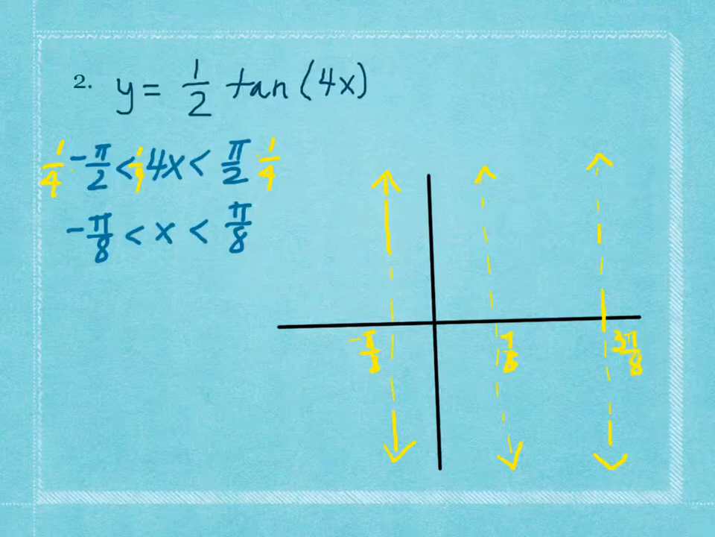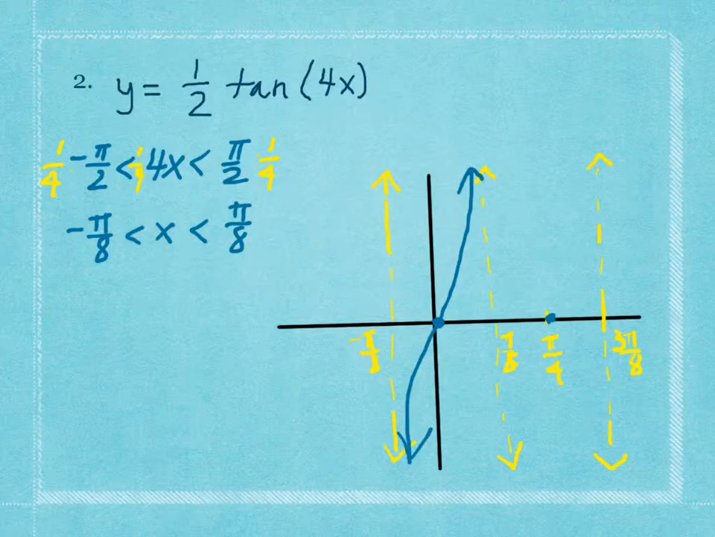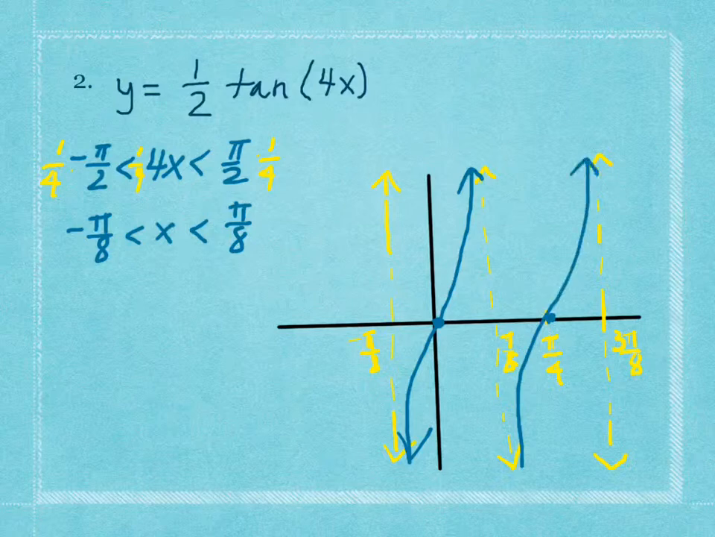Now, the first location for the halfway point's easy. Halfway between pi eighths and negative pi eighths is 0. Halfway between pi eighths and 3 pi eighths would be 2 pi eighths, and 2 pi eighths is the same thing as pi over 4. So that's my other x-intercept. And now since this is a graph of tangent, tangent is an increasing graph, whereas cotangent was decreasing, so my branches are each increasing. And notice I didn't do anything with the 1/2 in front. I did not do anything with that one.